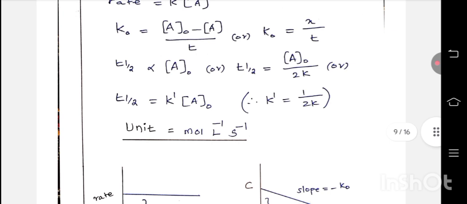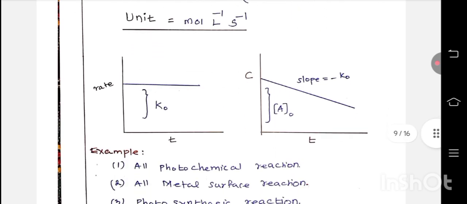The unit is mole liter inverse second inverse. The graphical representation of the zero order reaction, rate versus T, concentration versus T.